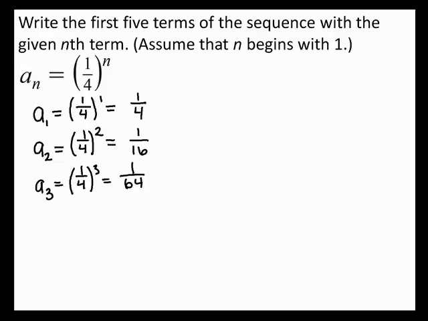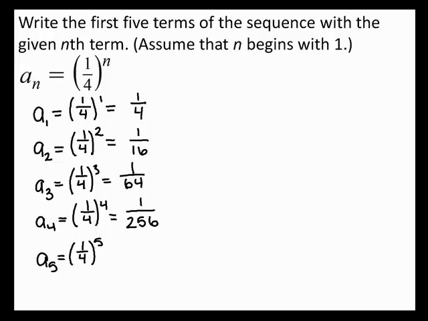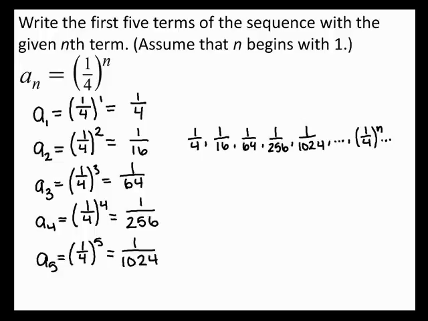Substitute 4 in for n. Simplify 1/4 to the fourth. You find that a sub 4 is equal to 1/256. Substitute 5 in for n. Simplify 1/4 to the fifth. You find that a sub 5 is equal to 1/1024. The first 5 terms of the sequence are 1/4, 1/16, 1/64, 1/256, and 1/1024.